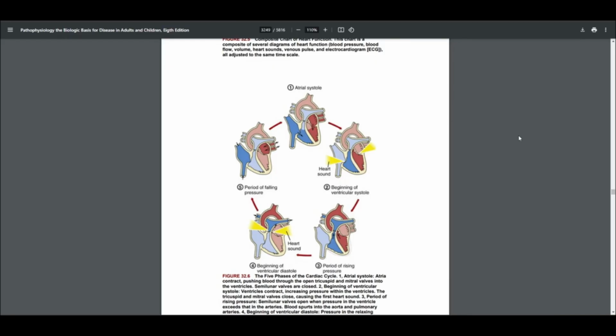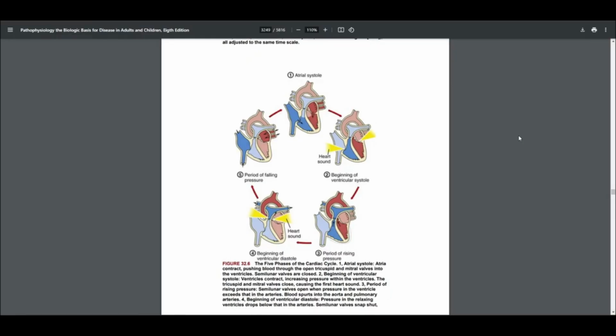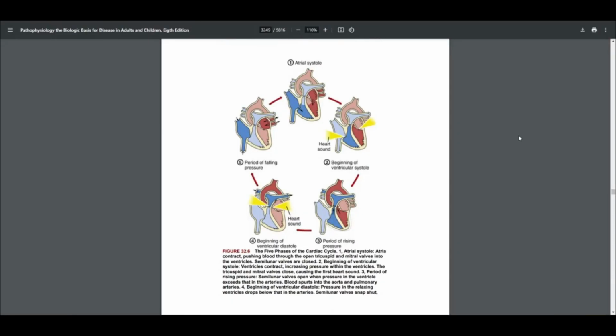Then the beginning of ventricular systole is when the ventricles contract. Period of rising pressure, right? We're going against that pressure of resistance. Again, only about 15 on the right side and 90 on the left. We hear that heart sound, the lub-dub. The beginning of ventricular diastole is when it starts to relax again. The period of falling pressure, when things refill.